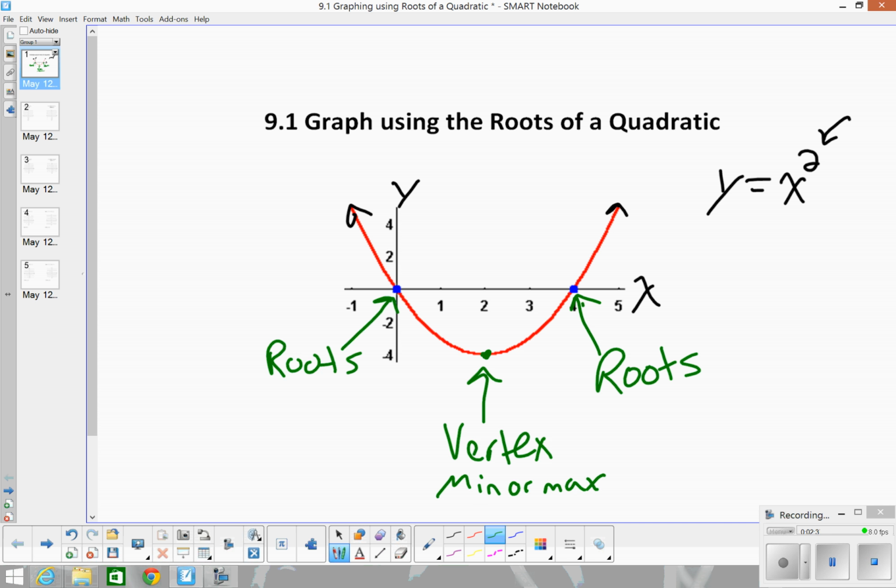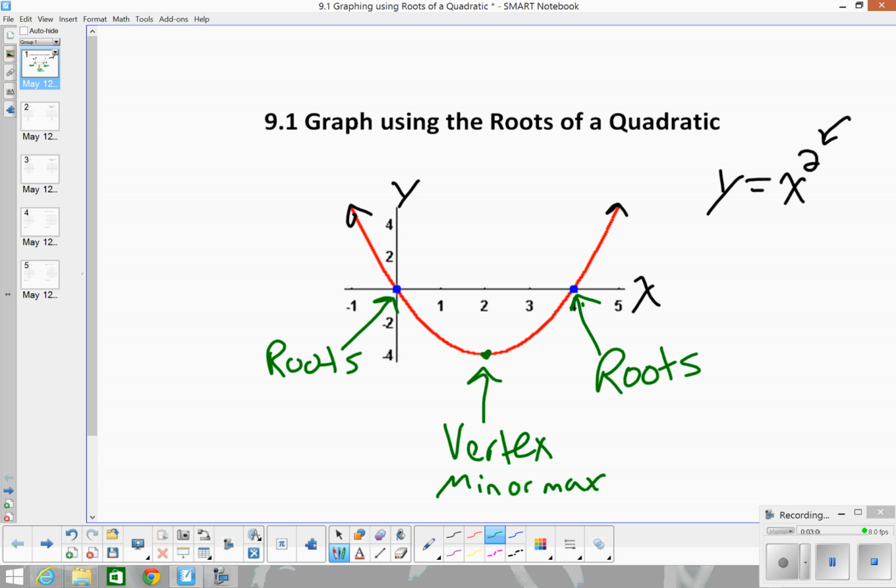Now that vertex is either going to be a minimum or a maximum point. In this case, if this was like a swimming pool, okay, we have a minimum point down here. A maximum point would be something that swooped up and came back down. It would kind of look like a mountain or a hill. Okay, so these are our 3 points that we're going to be dealing with. Now we're going to graph using those 3 points.